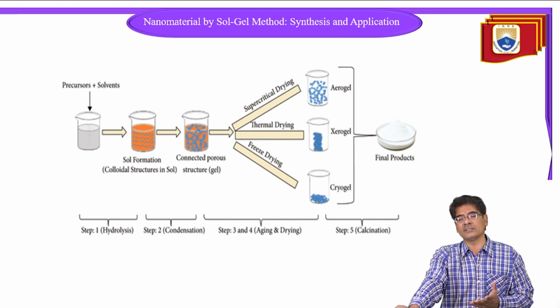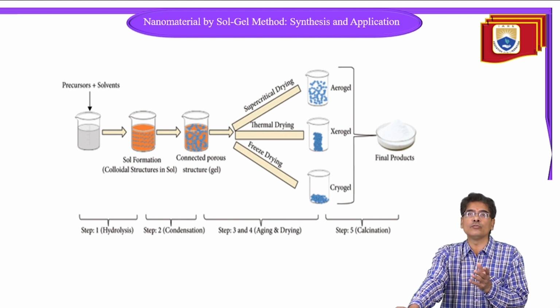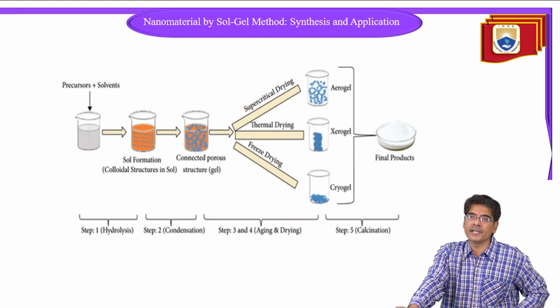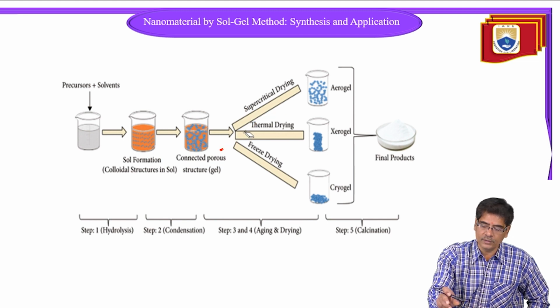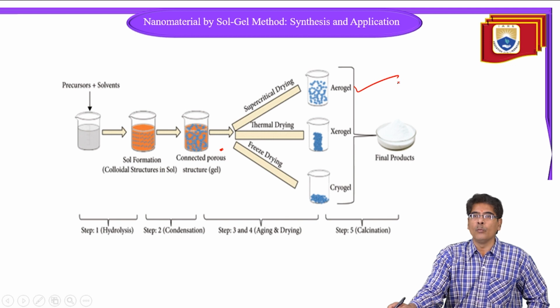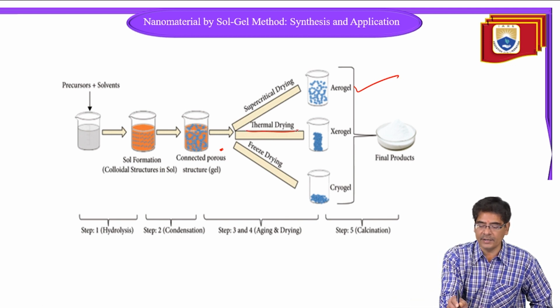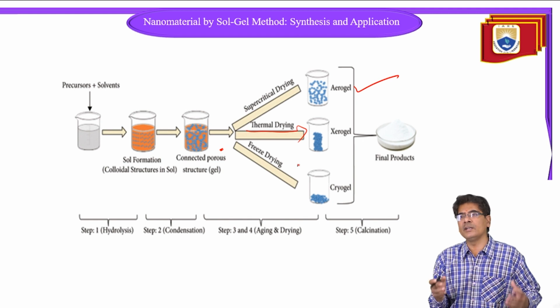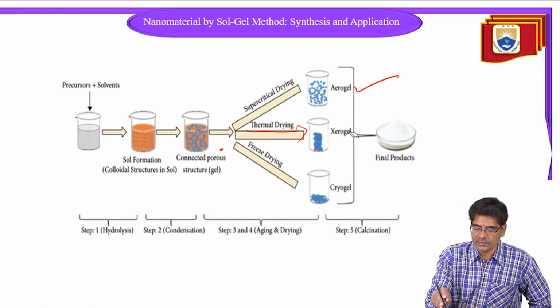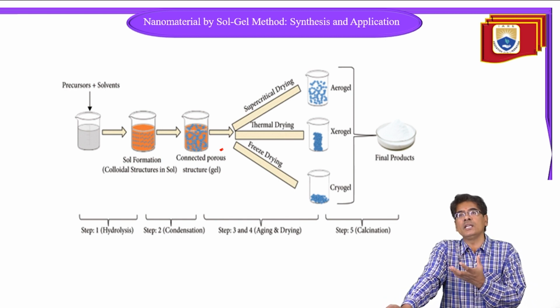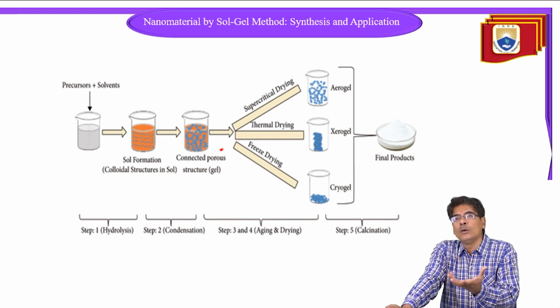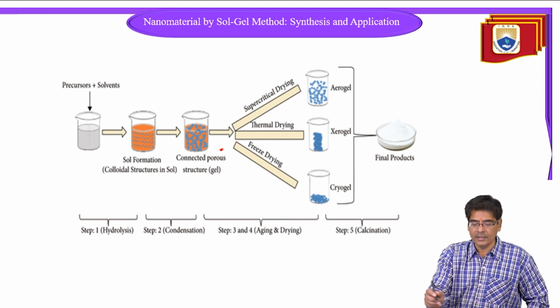When this connected porous gel structure undergoes supercritical drying, we get the aerogel. When it is thermally dried, with some temperature, we get the xerogel. When we freeze this structure, we get cryogel.